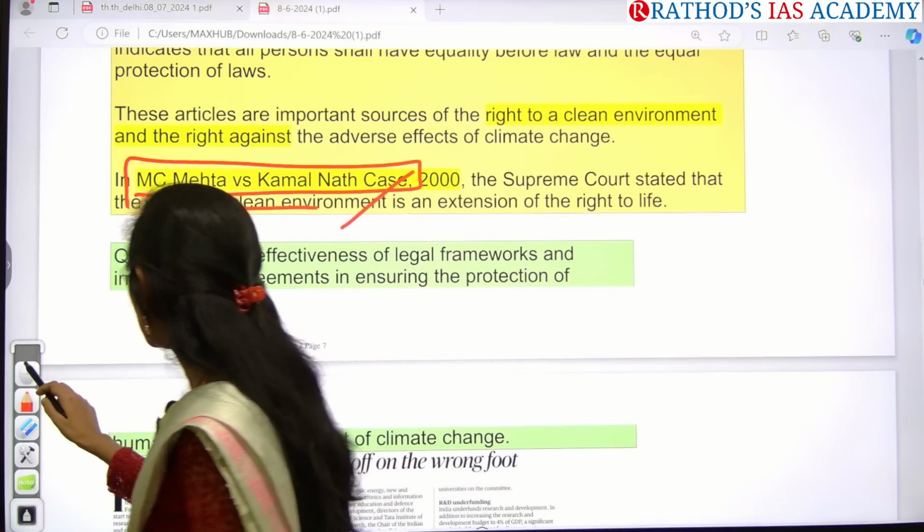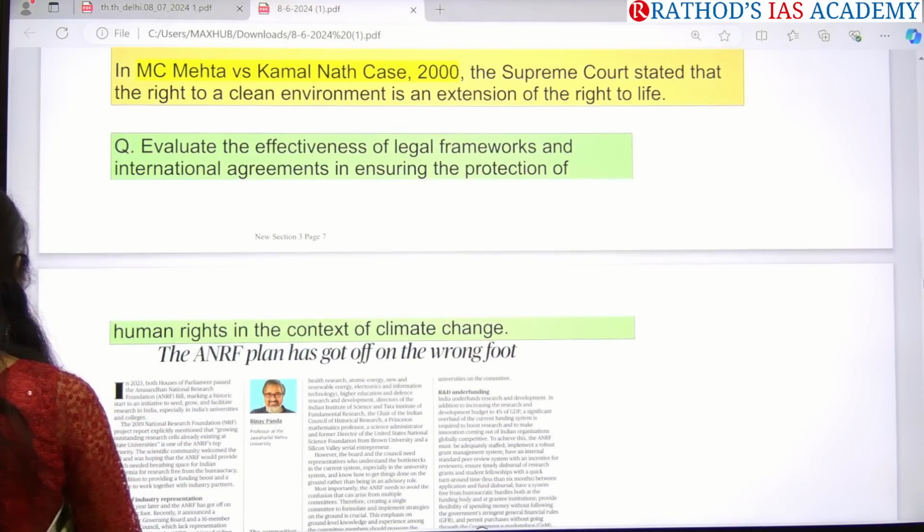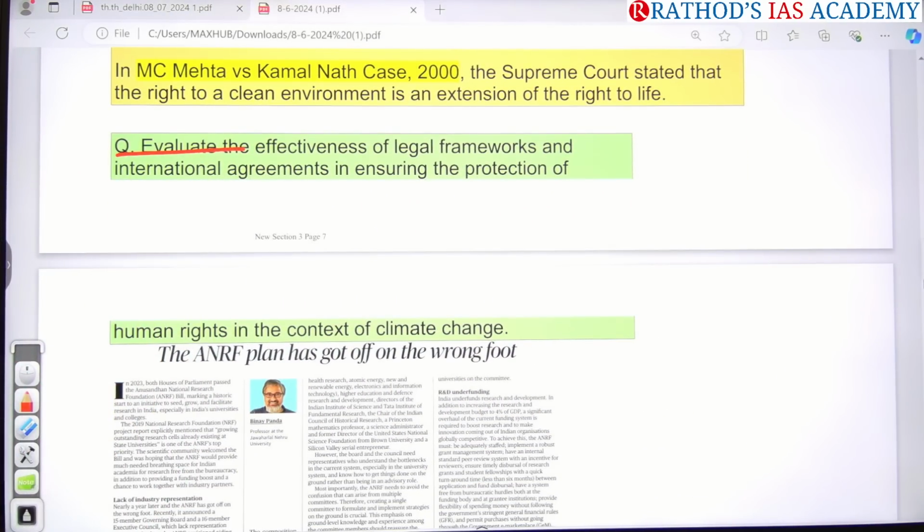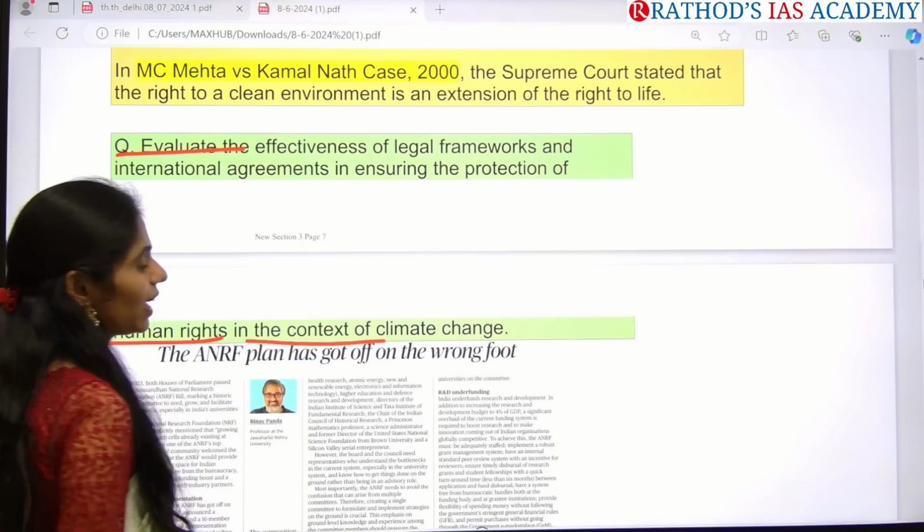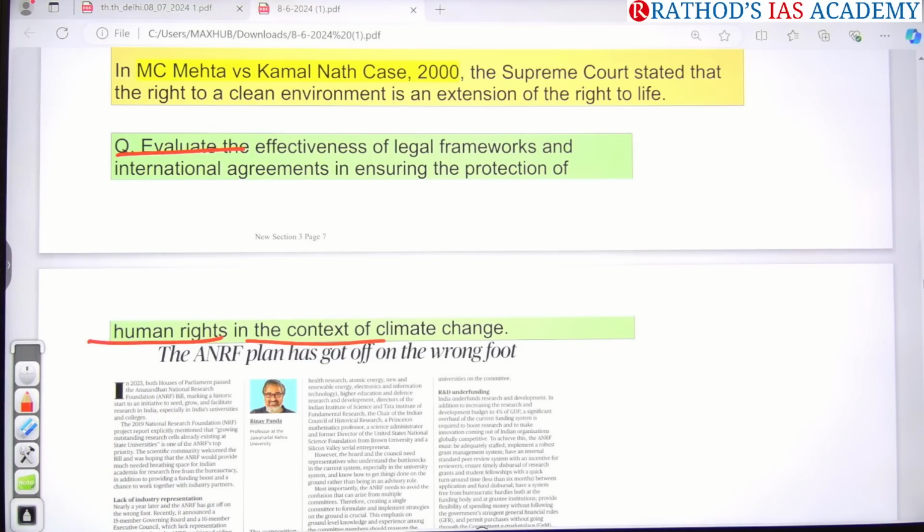And now let us see one mains question. The mains question is: evaluate the effectiveness of legal frameworks and international agreements in ensuring the protection of human rights in the context of climate change. So try to write an answer for this question.